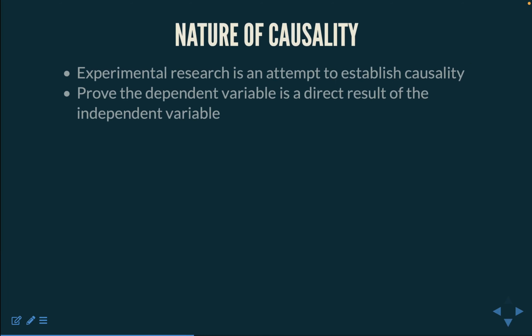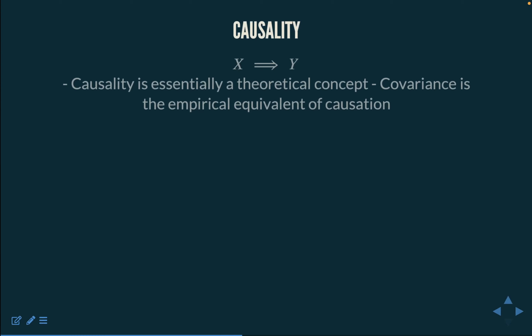The nature of causality. Experimental research is an attempt to establish causality, to prove that the dependent variable is a direct result of the independent variable. In order to demonstrate causation, it is necessary to show that the effect of the dependent variable is not only preceded by the cause, the independent variable, but that the independent variable produced the dependent variable and will do so repeatedly, temporal precedence being essential.